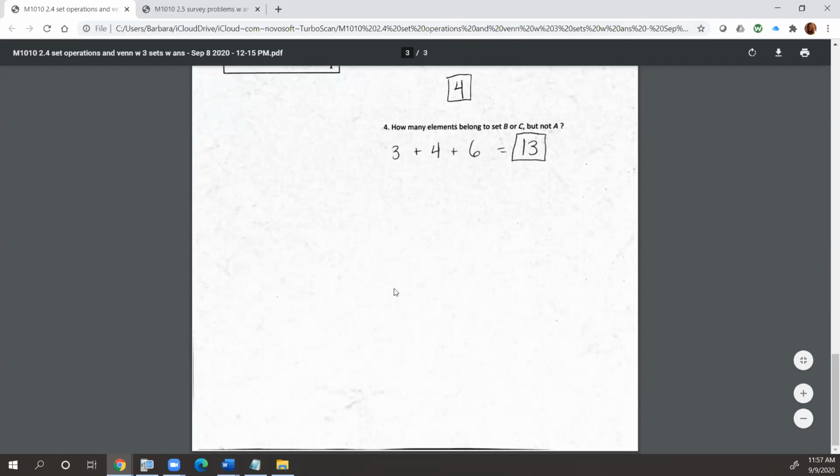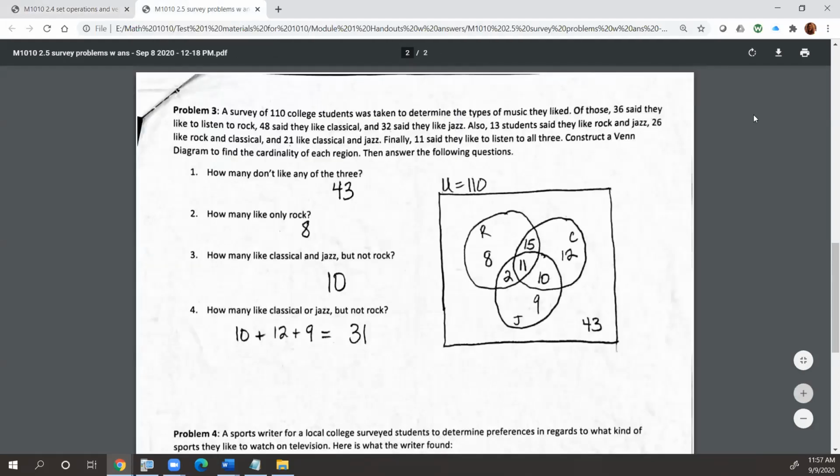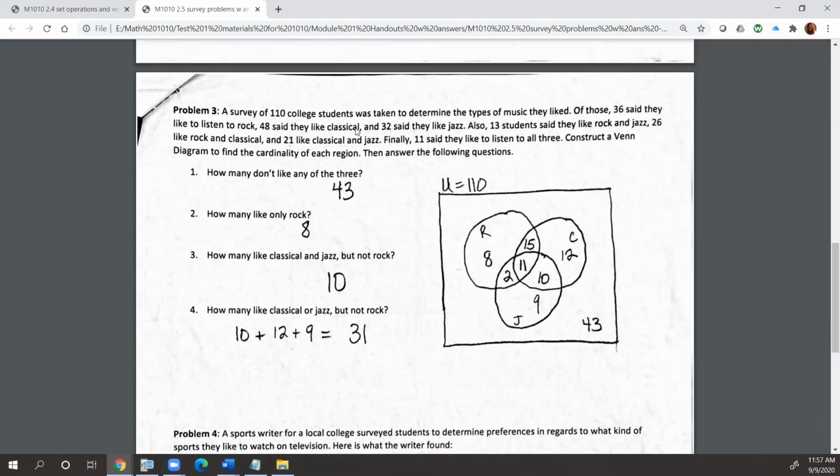So that covers handout 2.4. The next handout is a survey problem. This is an application of sets and Venn diagrams with 3 sets.